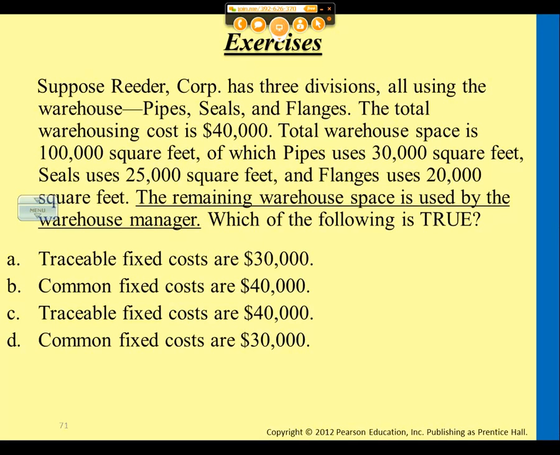So first we want to see what the 3 are using, right? So we'll sum those up. 25, 30, and 20,000 is 75,000. 75,000 out of the 100,000 square feet, that's your 75%, right? So the 3 are using 75% of the warehouse space. So what am I doing next with this?